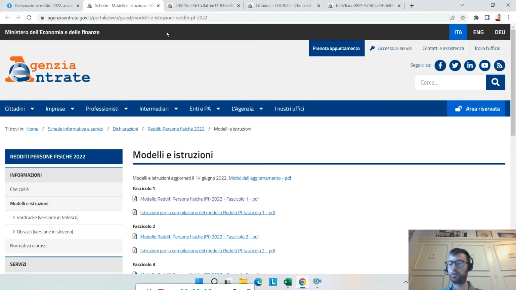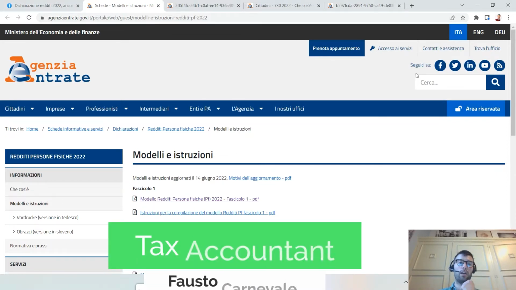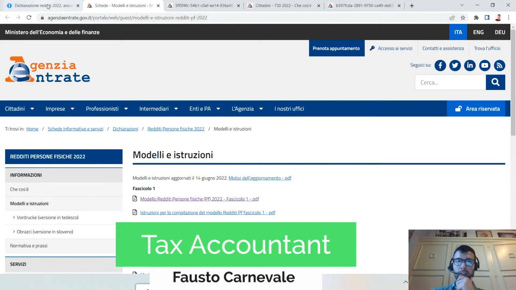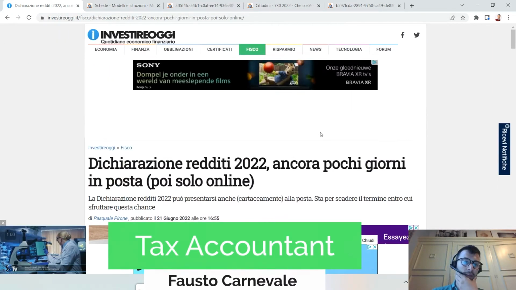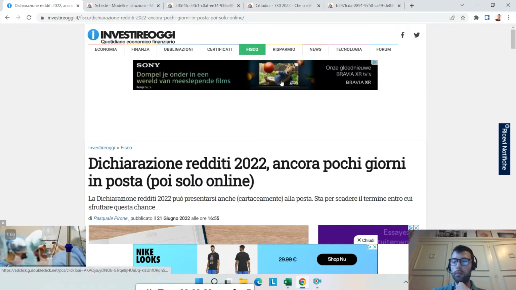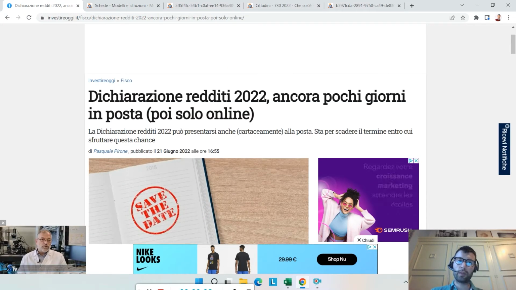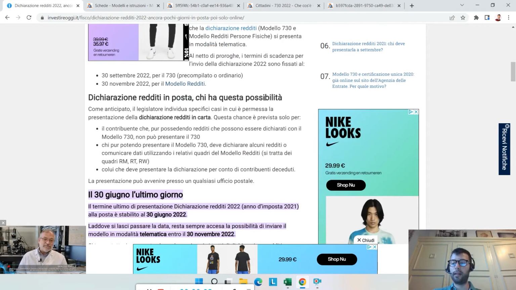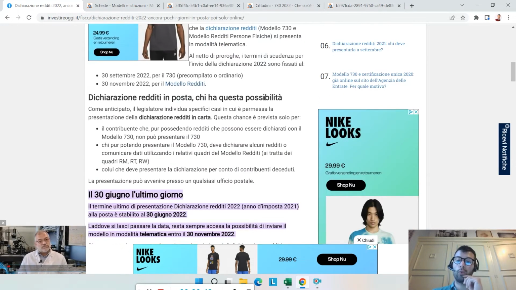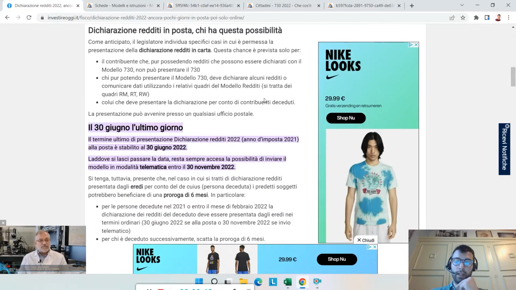Tonight we're going to see how to send your tax return in Italy. First of all, I want to say that I just found an article which we will put in the comments description. What we are talking about today is the Dichiarazione dei redditi. And basically, if you're a physical person, what you complete is two different models.